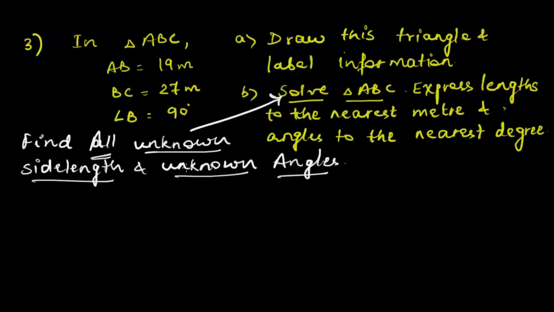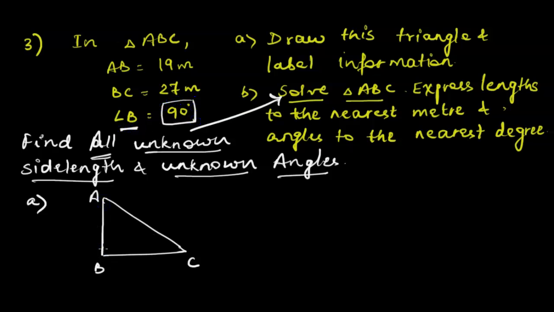So let's first draw the triangle and see what our unknowns are, and that's part A. Because this triangle is a right angle triangle, right angled at angle B, this is how the triangle would look. Side AB is 19 meters, so this is 19 meters. Side BC is 27 meters, that's this. We would be finding the unknown side AC that we have marked as x, as well as solving for angle A and angle C. This completes our part A, as we have drawn the diagram as well as labeled all the information.